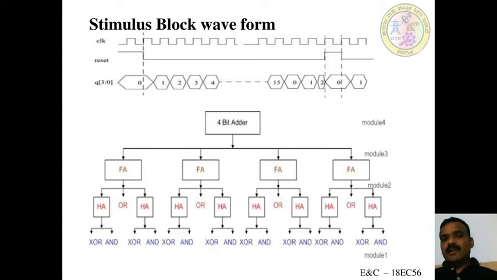It will start counting when the reset is 0, up to when the next reset is high. If the reset goes high in between, it will stop counting. Clear? So the reset is very important for the counting. Where can we find out whether the reset is high or low? In the stimulus block, which is nothing but the test bench waveform, where we are going to write the program.